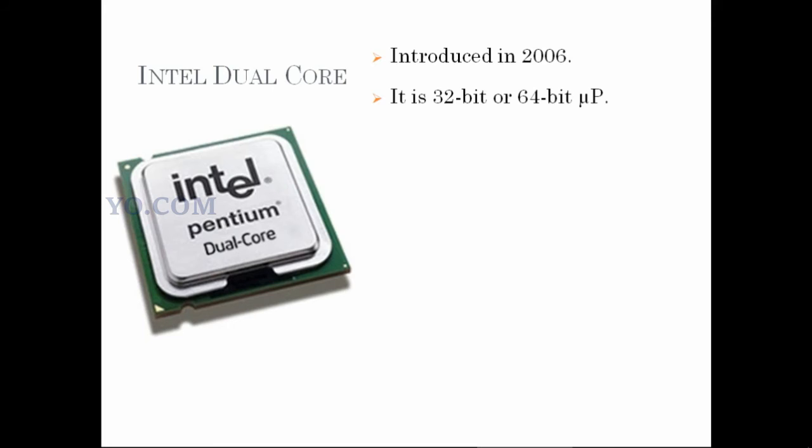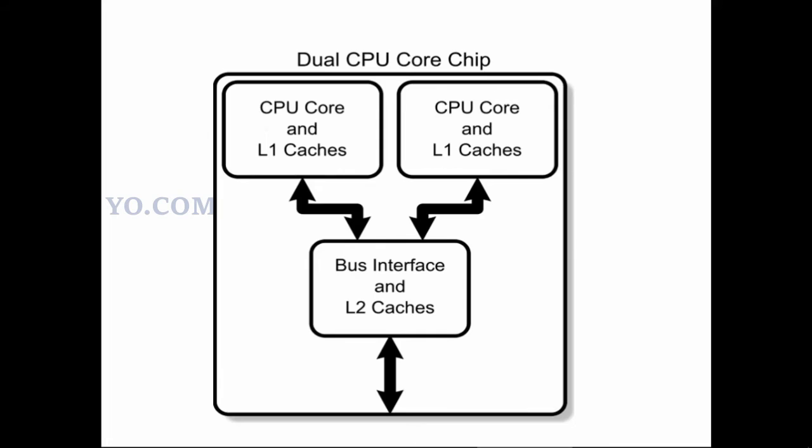Next one is the Pentium dual core. The Pentium dual core is an upgraded version of Pentium 4. It was released in 2006. It is released as a 32-bit microprocessor or 64-bit microprocessor. Dual core means we have two separate cores along with separate cache memories, so it can execute instructions in a parallel manner. So it increases pipelining to increase the speed of operation.